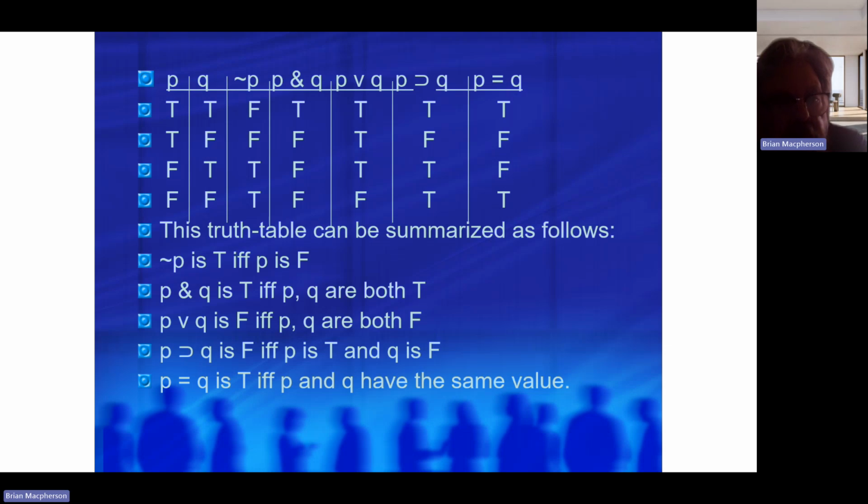In that case, not P is false, P and Q is true, P or Q is true, P then Q is true, P if and only if Q is true. There is a possible world or truth value assignment where P is true and Q is false.